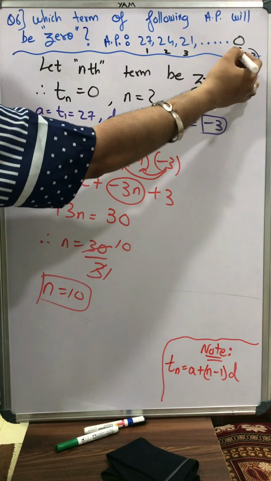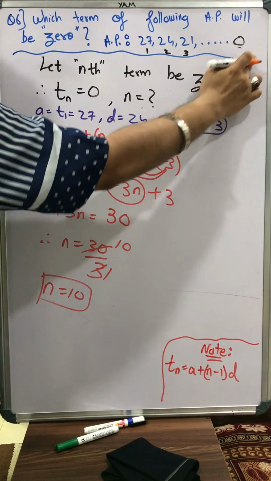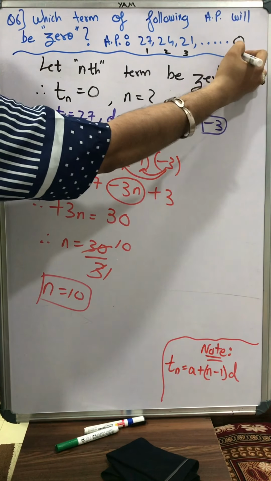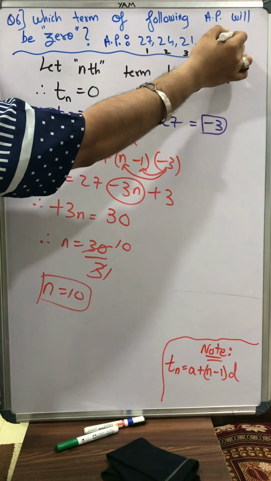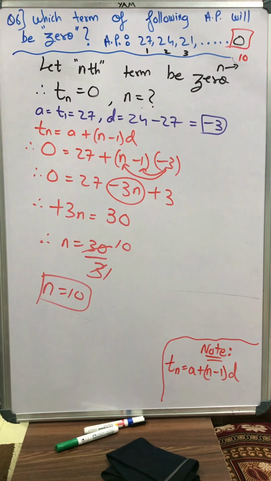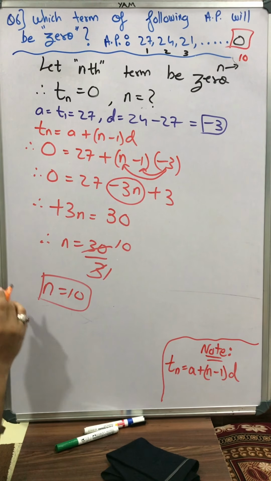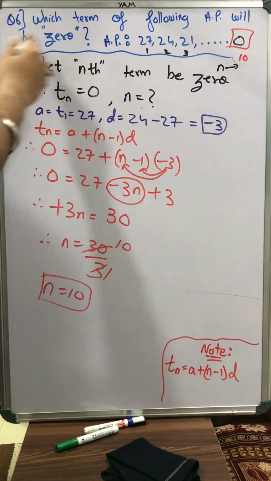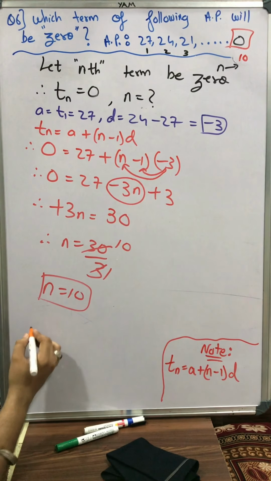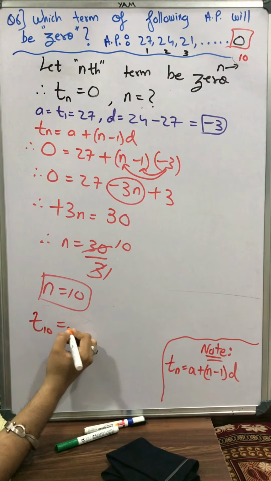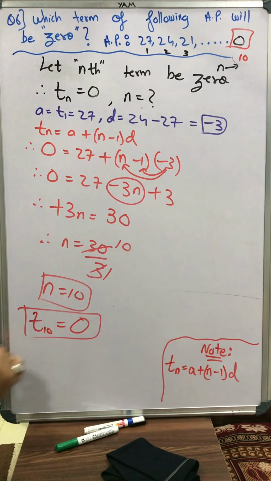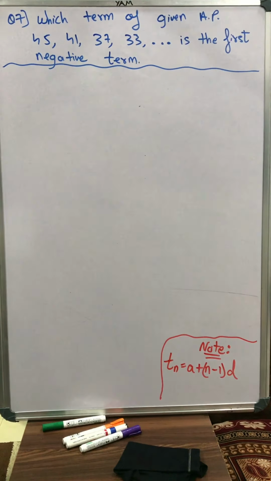So at which position? We just got to know it's 10. At the 10th position the value of the term will be 0. So it's asked which term of the following AP will be 0, so we'll say that the 10th term of the AP will be 0. You need to write it in statement form. Please pause the video and do it.